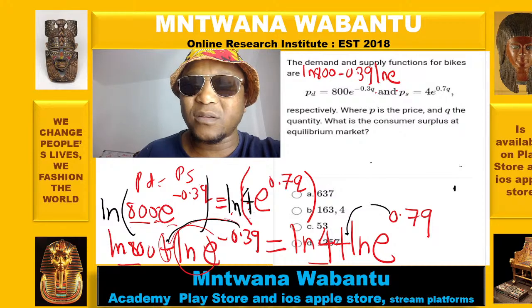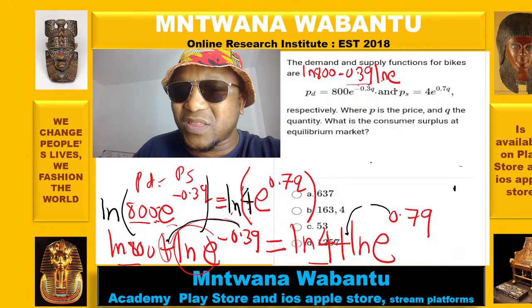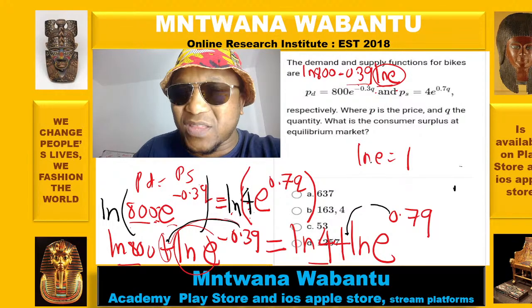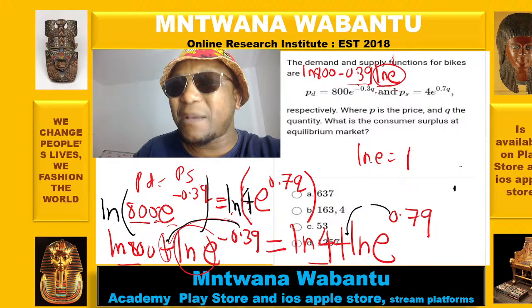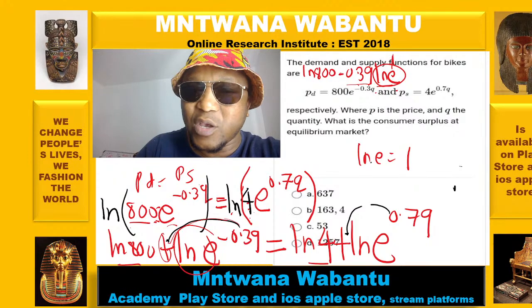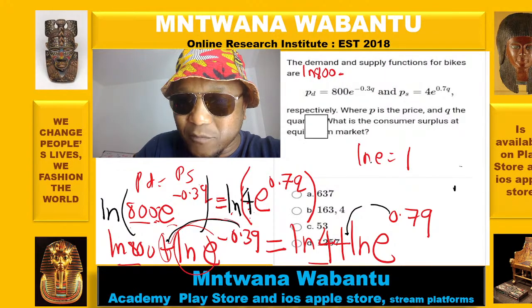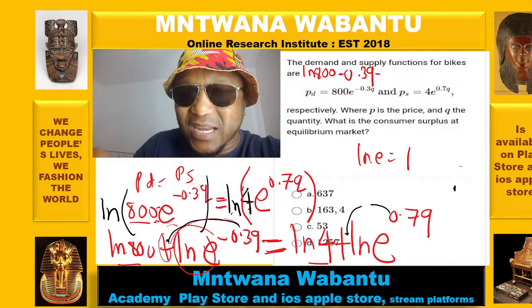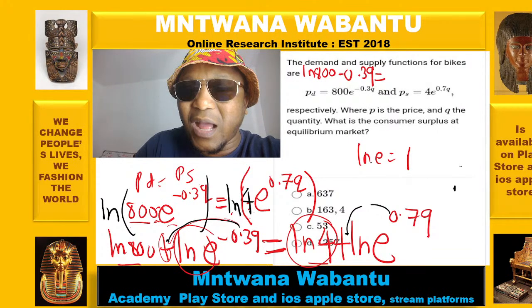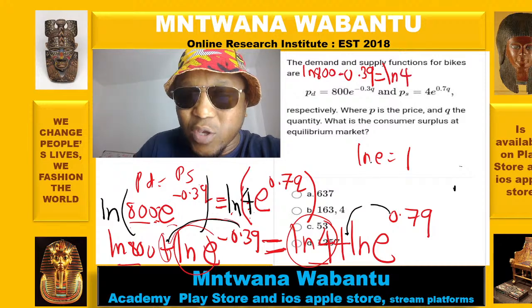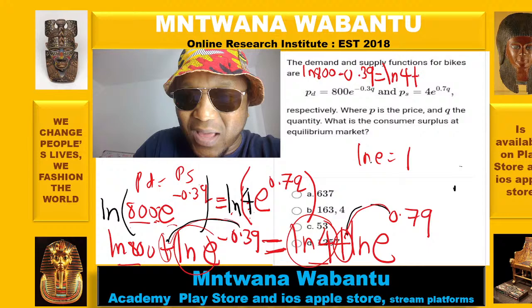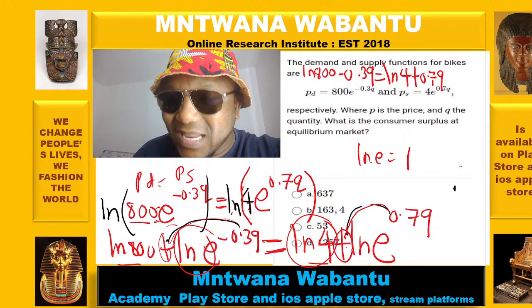But remember, ln of E equals 1. So it means 0.39 times 1, because ln of E always equals 1. So 0.39 times 1 is going to give us 0.39. So I can simply write here 0.39. And then equal sign. And then here we have ln of 4 after the equal sign. So same here, 0.79 is going to go to the back. We're going to say there's a plus here, plus 0.79 times ln of E.